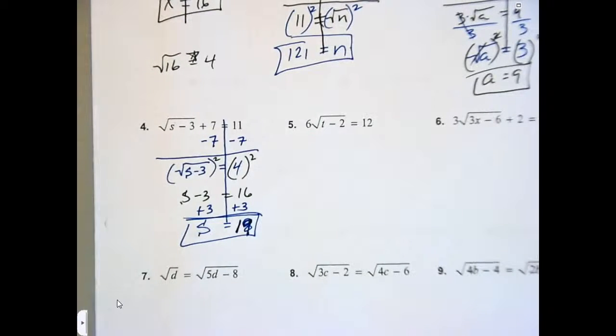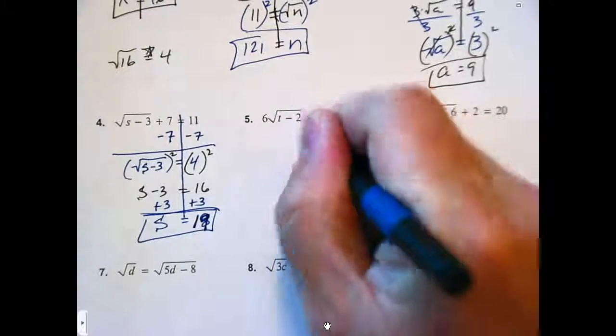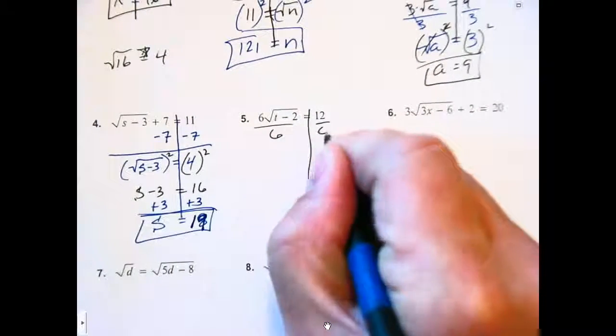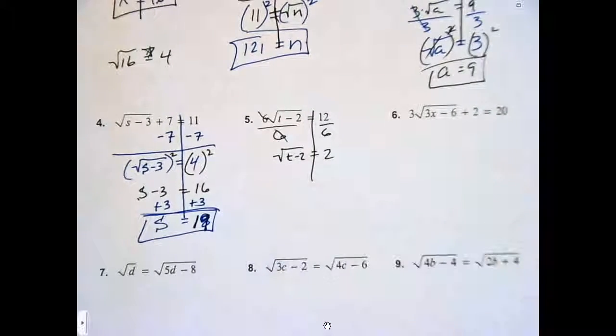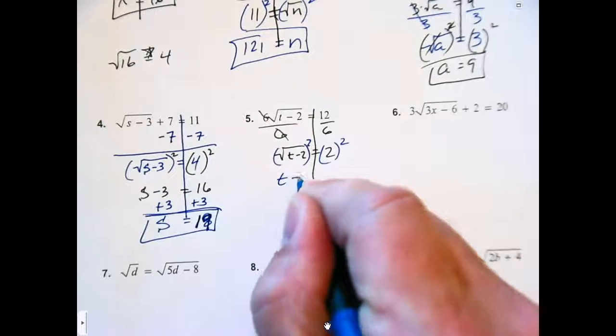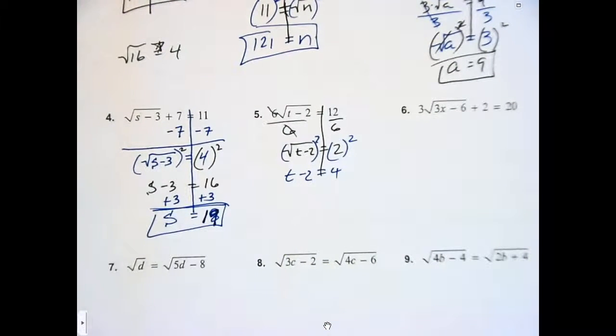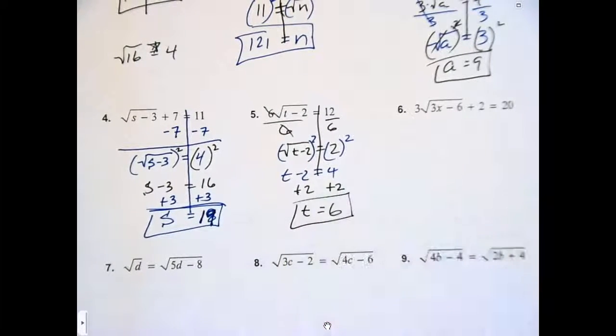Why don't you try number 5 and 6, please? Okay, first step. Divide by 6. They're multiplying by 6, so we divide. Root t minus 2 is equal to 2. Second step. Square both sides because they took the root. T minus 2 equals 4. Add 2 to both sides. T equals 6. Very good.